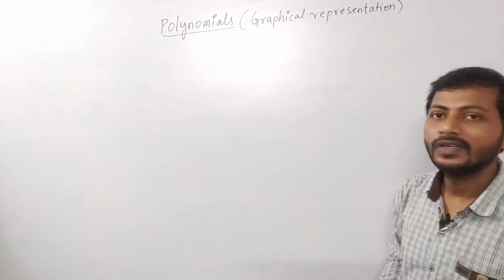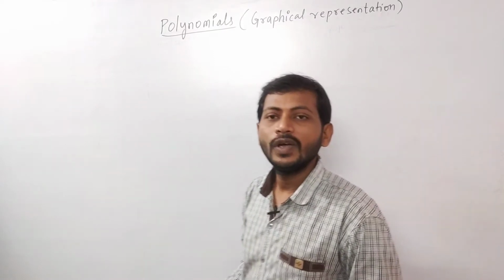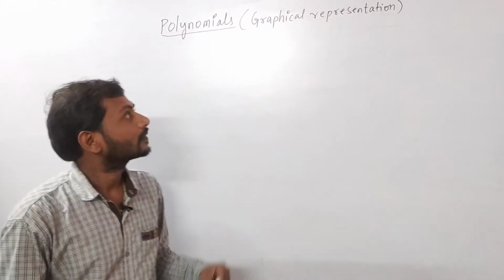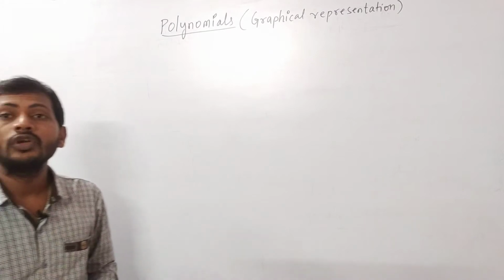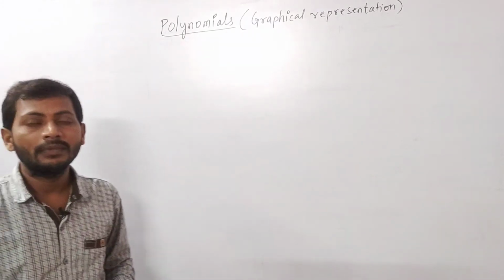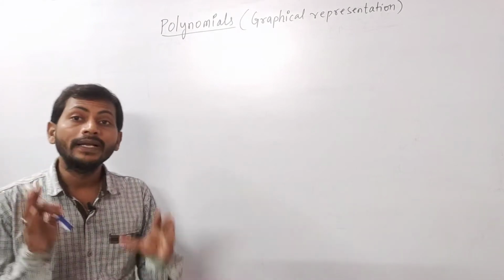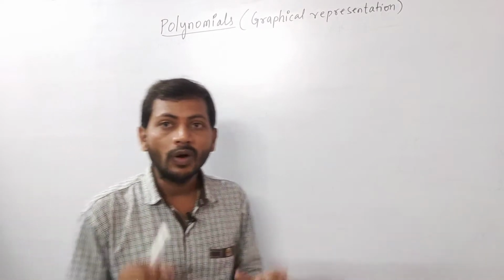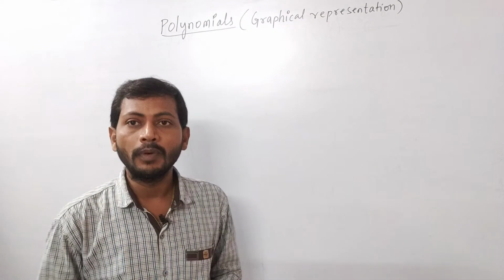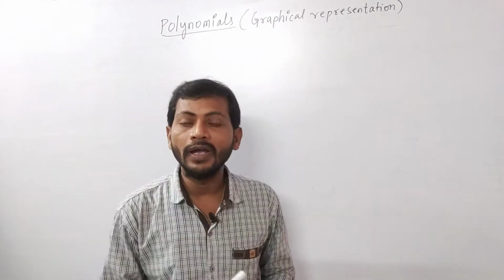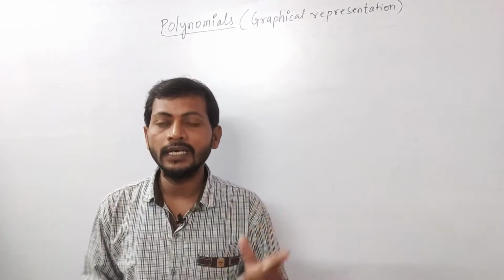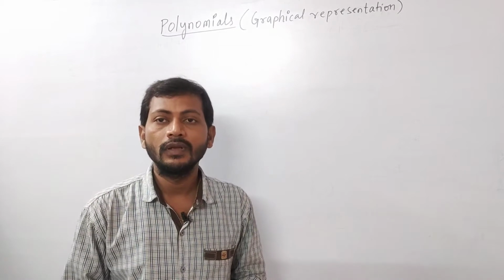Okay, so today we are going to discuss how to represent polynomials by a graph. By seeing the graph, what can we understand about the given polynomial? Can we find any zeros by seeing the graph or not?